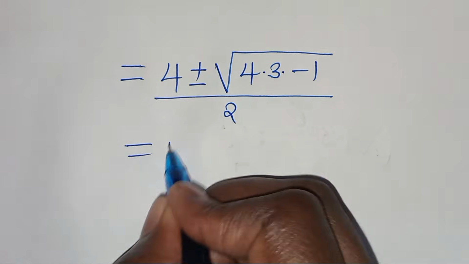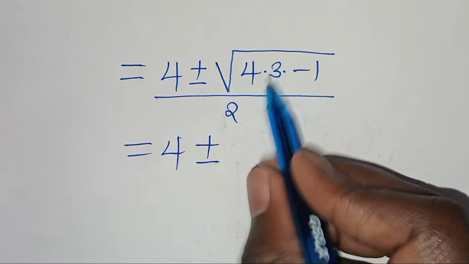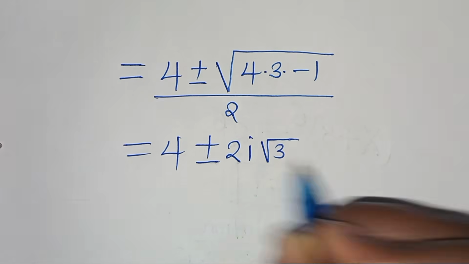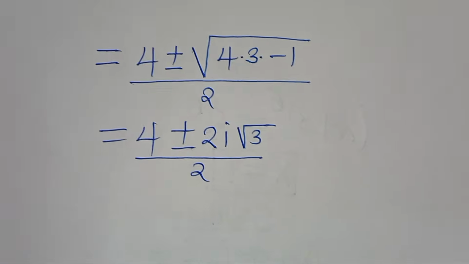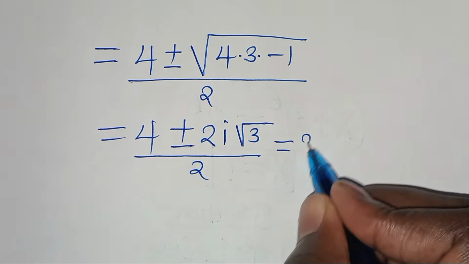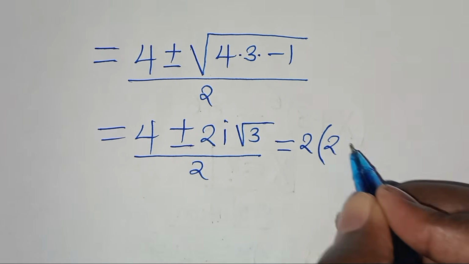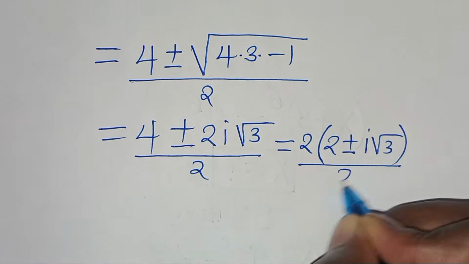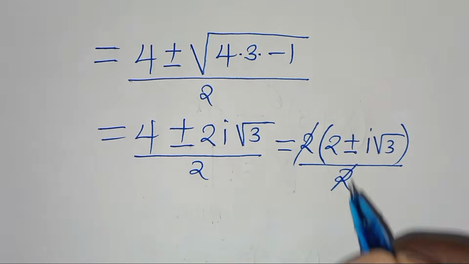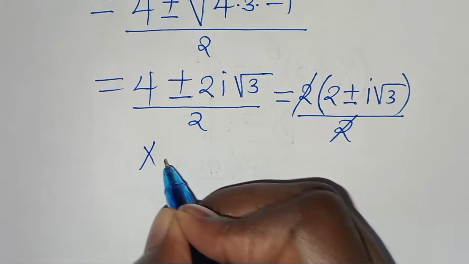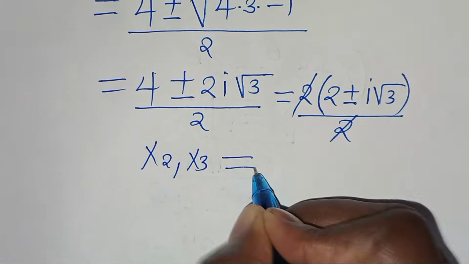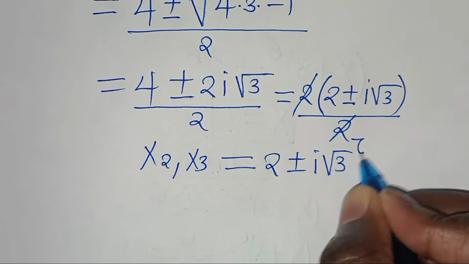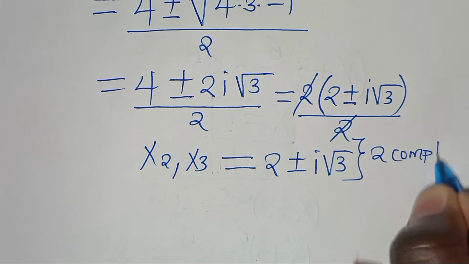Now the next step is that we have 4 plus or minus the square root of 4, this is 2, square root of minus 1, this is i, then square root of 3, everything here divided by 2. In the numerator we have that 2 is common, so we can factor out 2, so that we have 2 plus or minus i square root of 3, everything here divided by 2. So let's simplify 2 and 2 here. And this implies that x2, x3 is equal to 2 plus or minus i square root of 3.